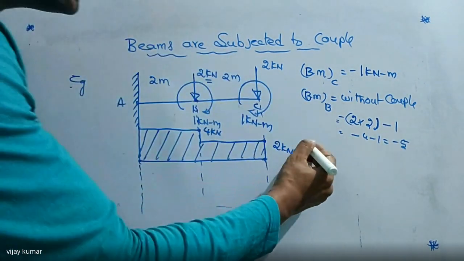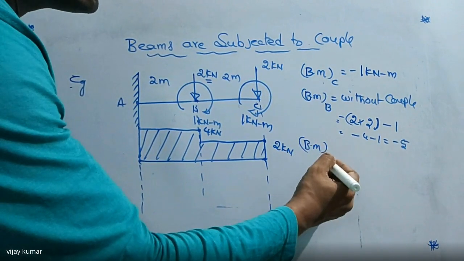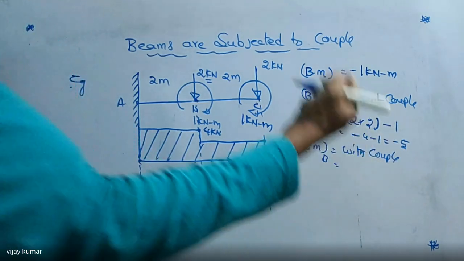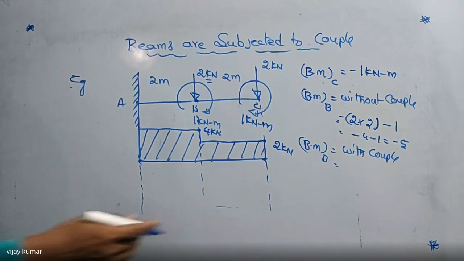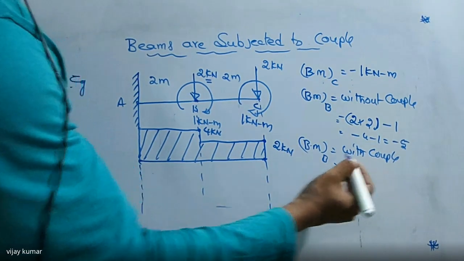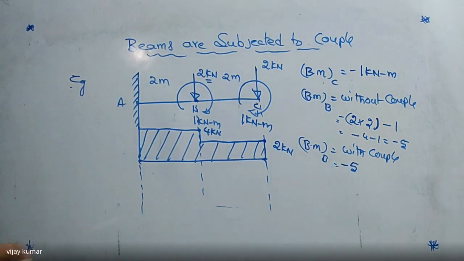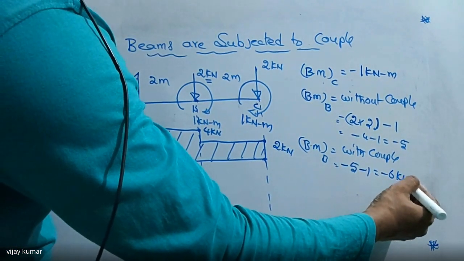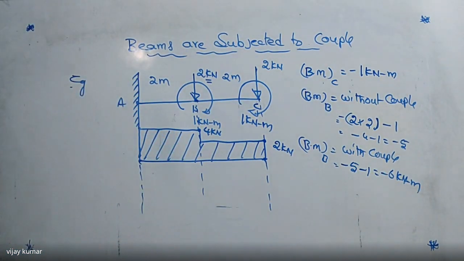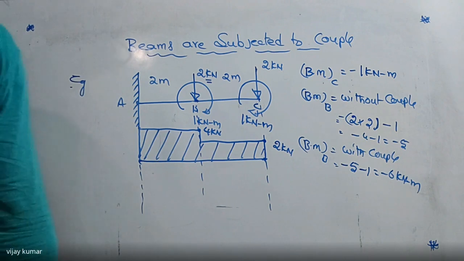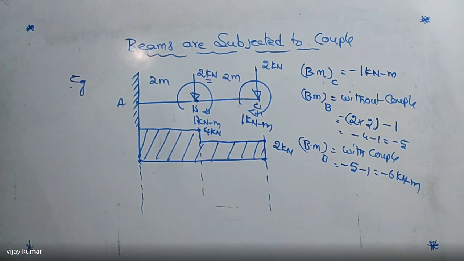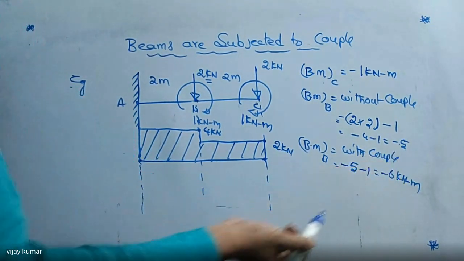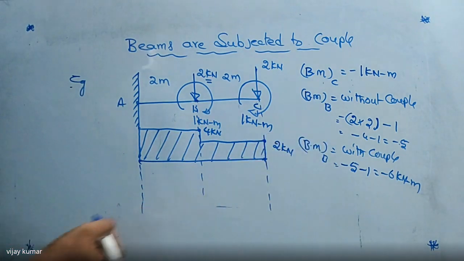Now I am taking the bending moment about point B with the couple. Without couple, how much do you get? That is minus 5. And if you consider this couple, that is also minus 1, then totally minus 6 kilonewton meter. Did you get my point or not? Now, if you subtract these two, then we are getting 1. That is the net value.